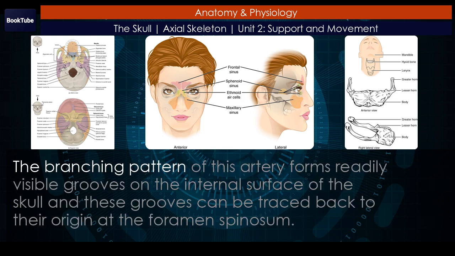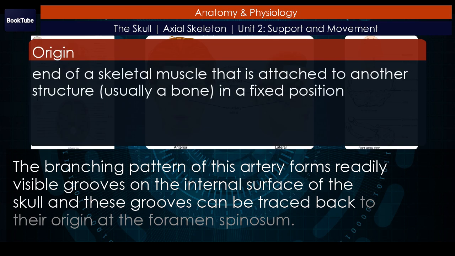The branching pattern of this artery forms readily visible grooves on the internal surface of the skull, and these grooves can be traced back to their origin at the foramen spinosum.